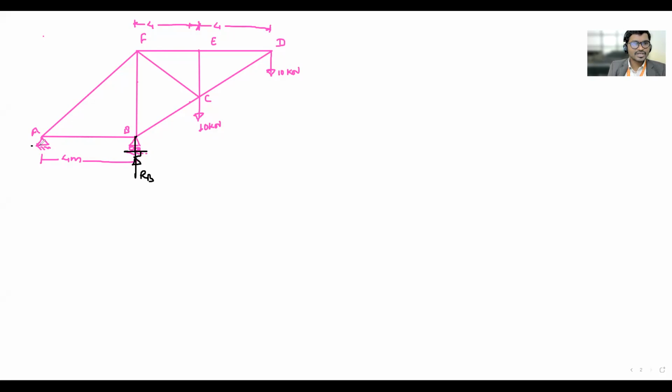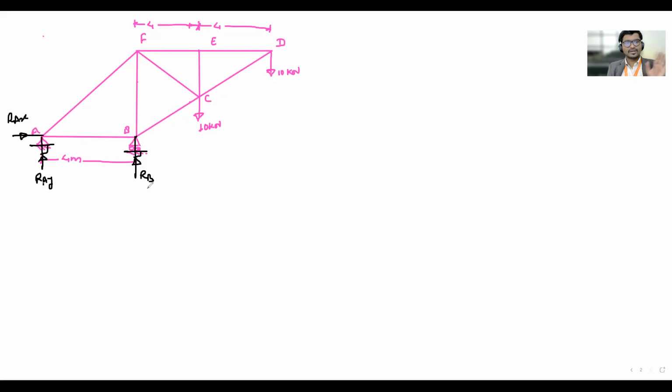At A there is a hinge, so how many reactions will be there? Two reactions. One of them will be perpendicular to this contacting surface. This will be RAY. Direction up or down? Up. We'll assume it is up. And at A there will be the RAX along the plane. Direction right, left? Right. We'll assume that it is towards the right hand side.